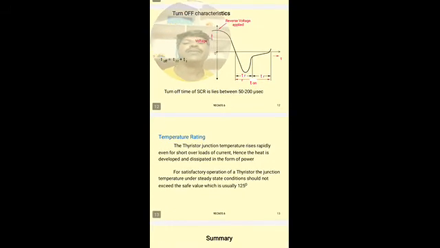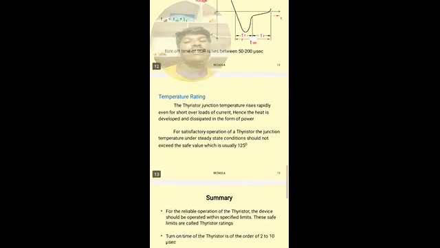Temperature ratings: coming to the temperature ratings, the thyristor junction temperature rises rapidly even for short overloads of current. Hence, heat is developed and dissipated in the form of power. For satisfactory turn off of the thyristor, the junction temperature under steady state condition should not exceed the safe value, which is usually 125 degrees. So these are the temperature ratings.